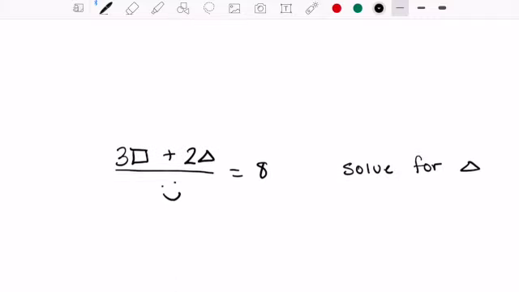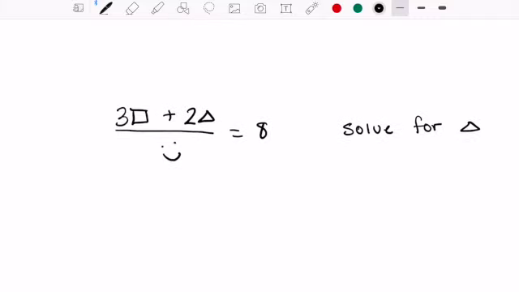Let's do another one. This one's kind of fun. I put this one in here because I want people to understand that it doesn't matter what the variables are, what the symbols are. Whenever we are solving literal equations, we are simply solving them the exact same way we would a normal equation. We're solving using the inverse operations to isolate whatever variable they ask us to find. In this problem, they're asking us to find triangle.